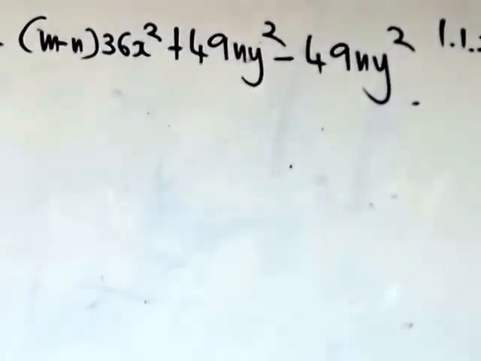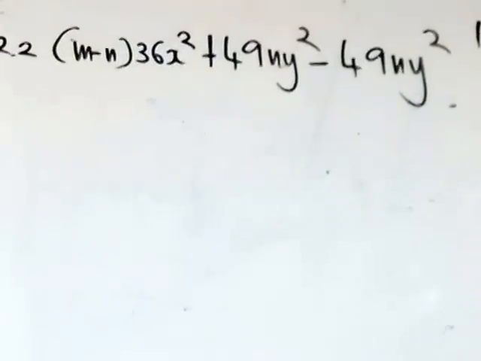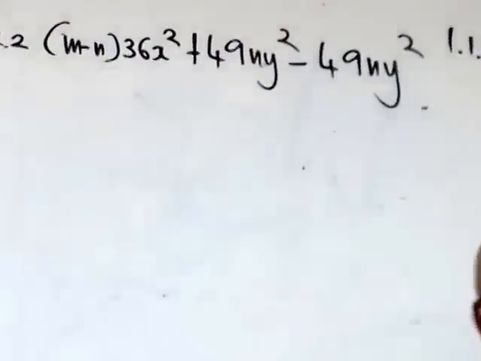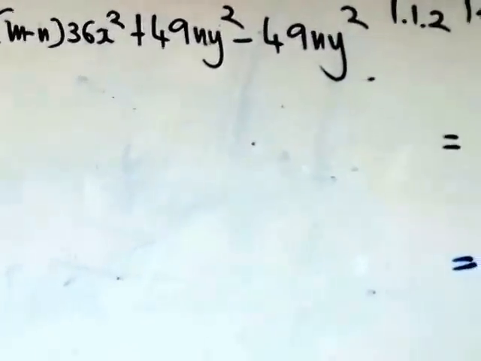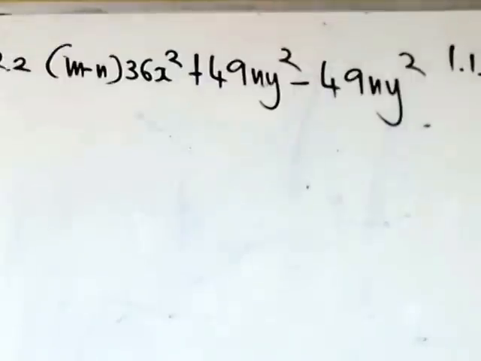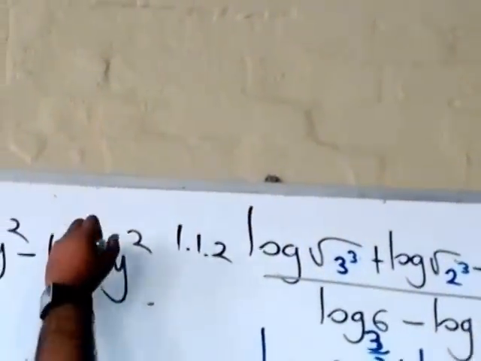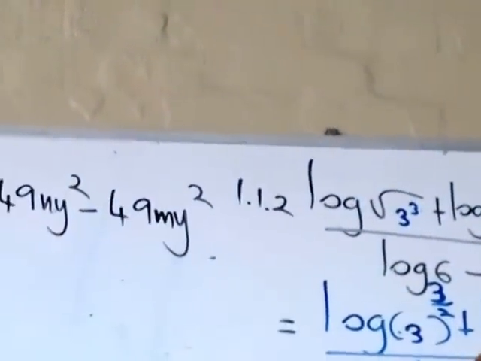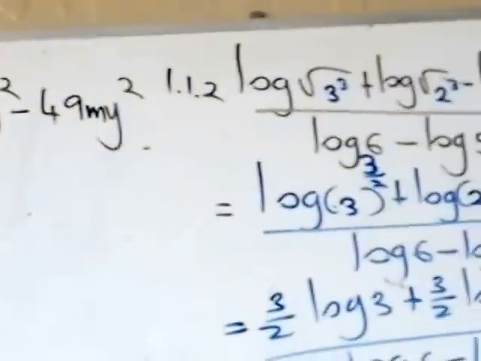Right. What can we do? We got m minus n in brackets there, times 36x squared plus 49ny squared minus 49. No, I think I didn't copy it down right there. That's alright. This is an m, am I right? Yes. That's m. Plus 49ny squared minus 49my squared.